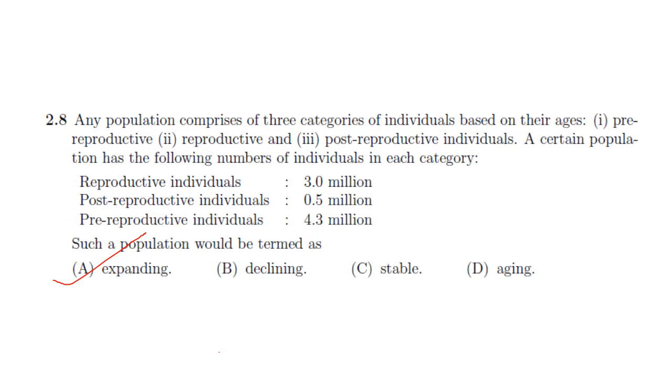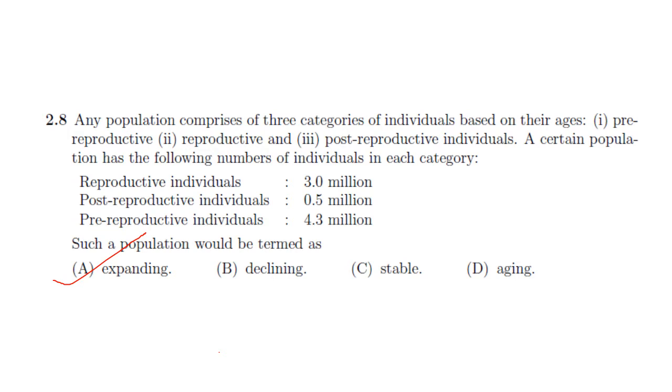Next one. Any population comprises 3 categories of individuals based on their ages: pre-reproductive, reproductive, and post-reproductive individuals. A certain population has the following numbers of individuals in each category. Reproductive individuals 3 million, post-reproductive individuals 0.5 million, pre-reproductive individuals 4.3 million. Such a population would be termed as expanding, declining, stable, or aging.